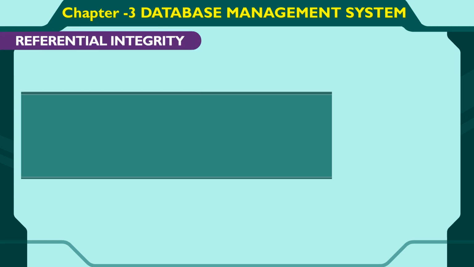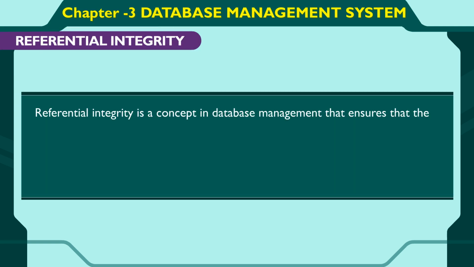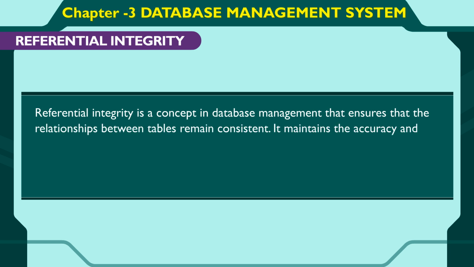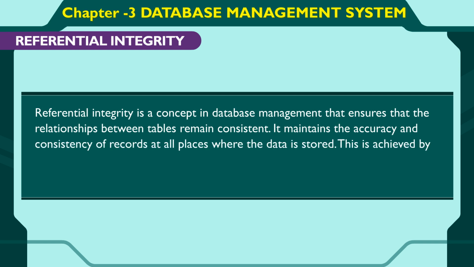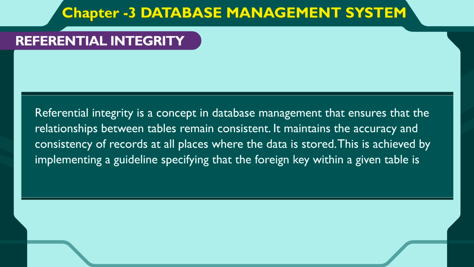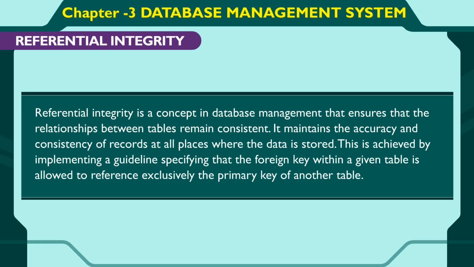Referential integrity. Referential integrity is a concept in database management that ensures that the relationships between tables remain consistent. It maintains the accuracy and consistency of records at all places where the data is stored. This is achieved by implementing a guideline specifying that the foreign key within a given table is allowed to reference exclusively the primary key of another table.